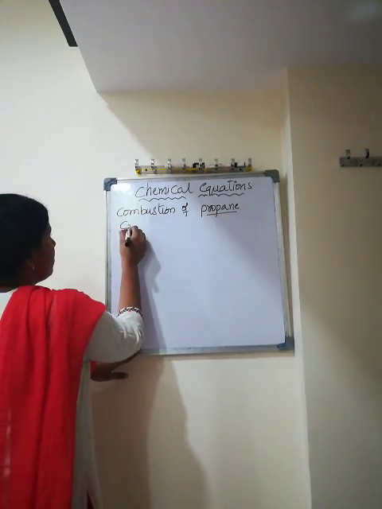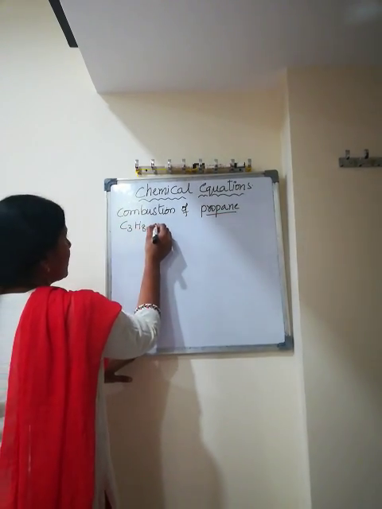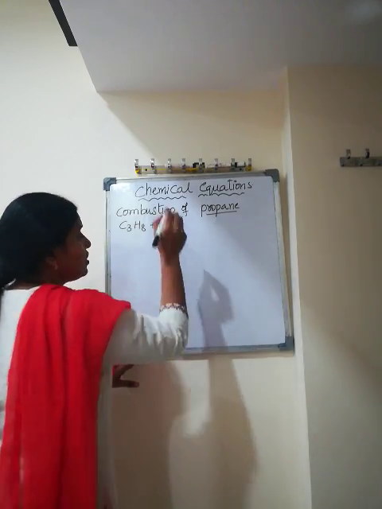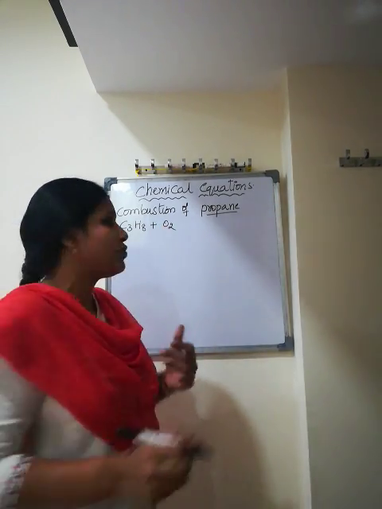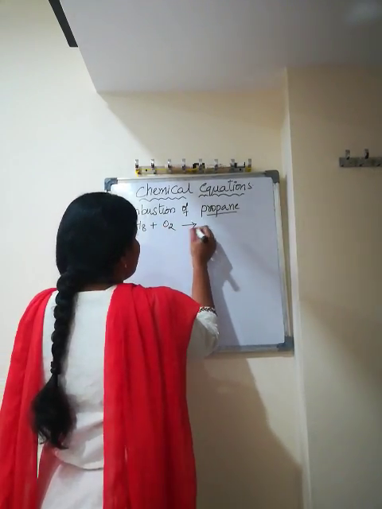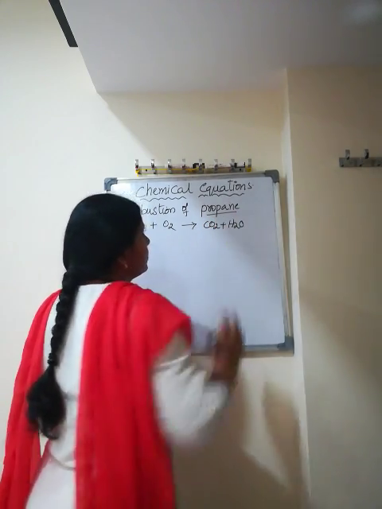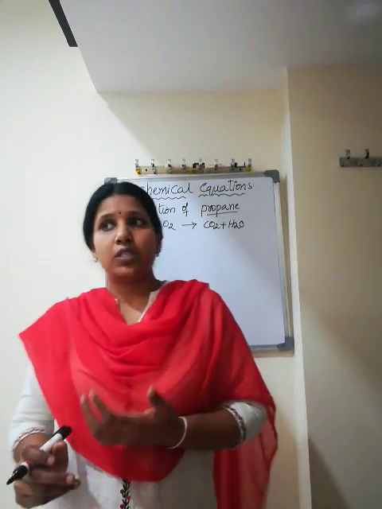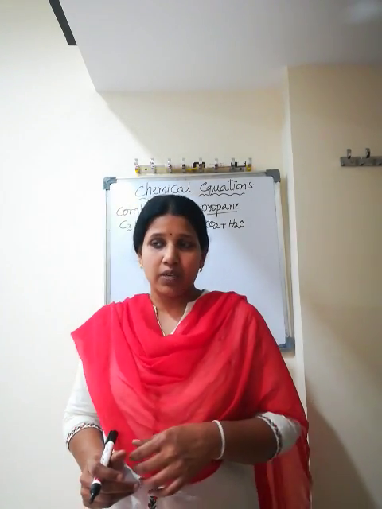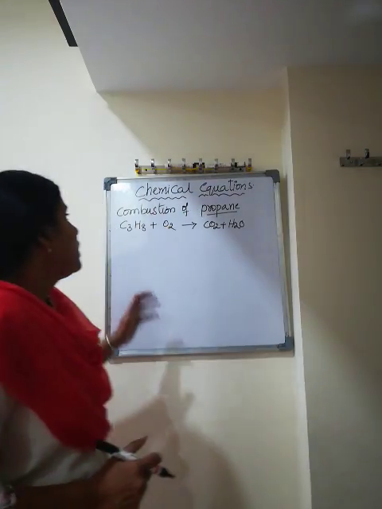Propane chemical formula is C3H8. Combustion means reaction with oxygen, or burning in presence of oxygen. Same products you will get, that is carbon dioxide and water. So first we start balancing this equation.